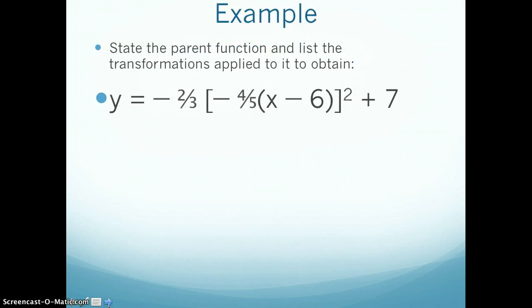Okay, so here's an example. We're going to start by stating the parent function and then listing the transformations applied to it to obtain this crazy thing right here. It looks pretty wild, but at the heart of it, it's just a parabola. I know it's a parabola because I see this x and I see this square, and that square is being applied to the x because the x is on the inside of the brackets. Because I have an x squared at the heart of this, no matter all these other factors being added and subtracted, it is a quadratic. So the parent function is y equals x squared.